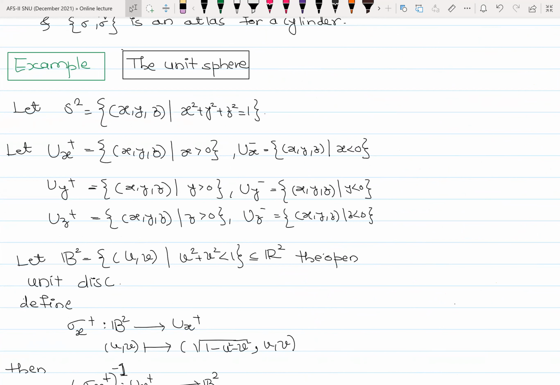Okay, good. So similarly, now let us go to the unit sphere. What happens to your unit sphere? In the case of the unit sphere, there are a lot of different surface patches. Have you heard of stereographic projection? Yes, ma'am. Stereographic projection, yeah. So stereographic projection is there.